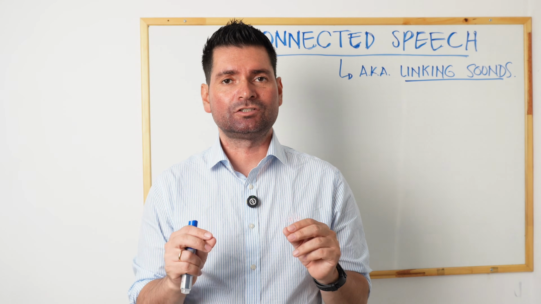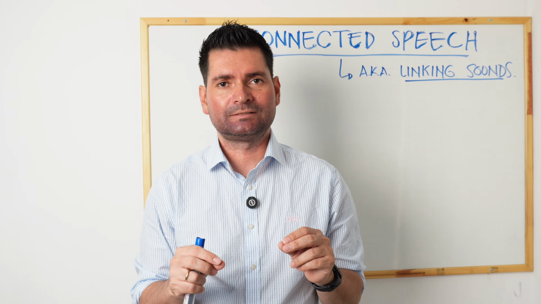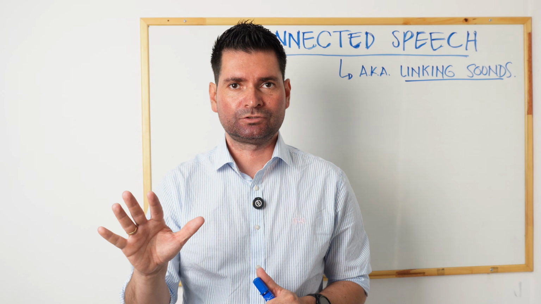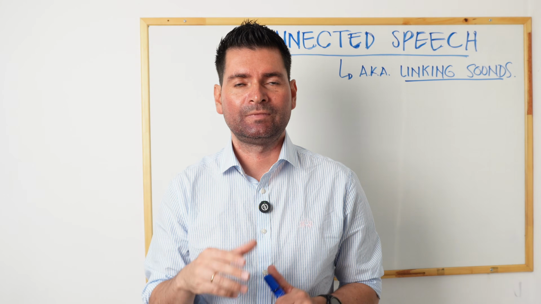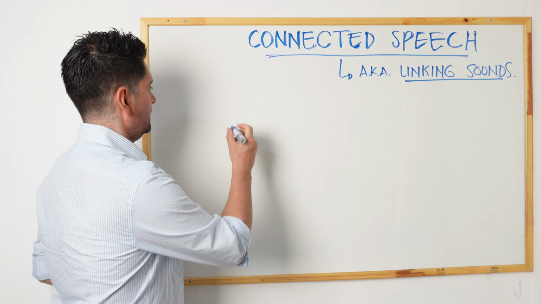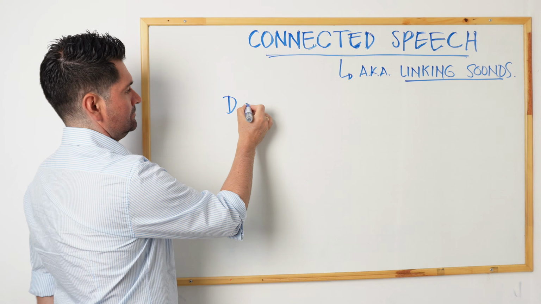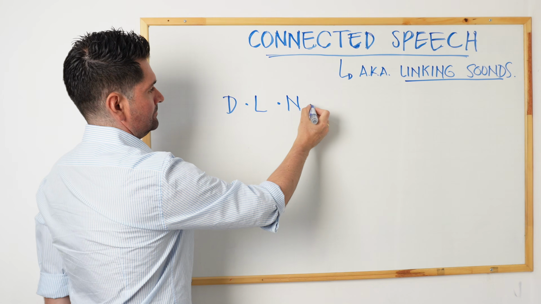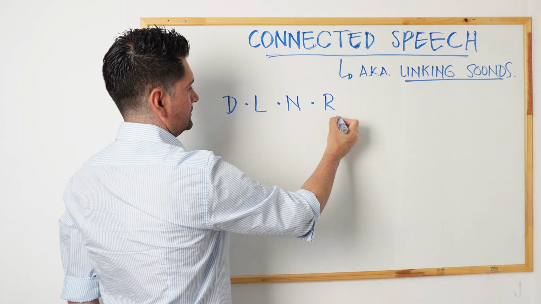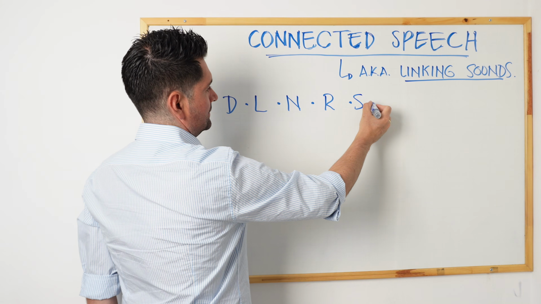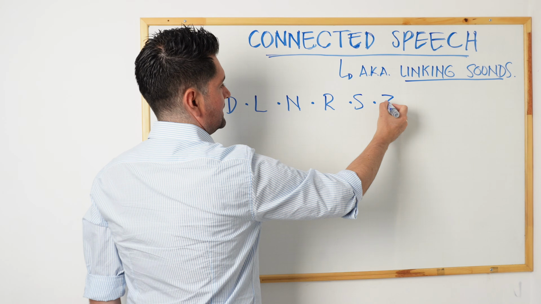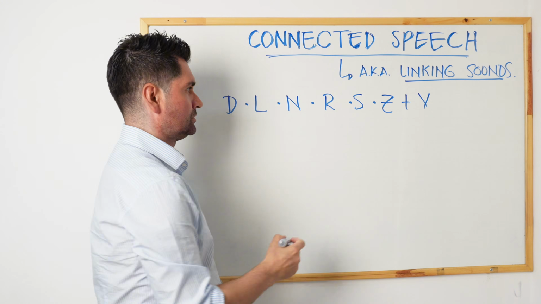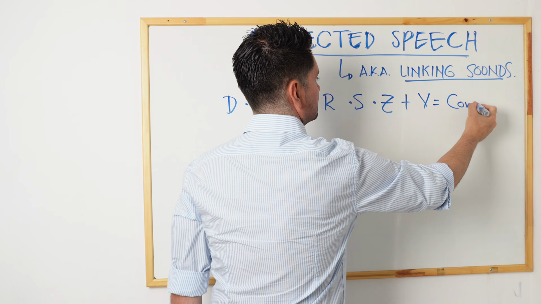So, there are 6 consonants that you need to remember and to memorize. These consonants are going to be connected to vowels, the 5 Spanish vowels. You need to learn the sounds. Let's see what these consonants are. The first one is the D, L, N, R, S, y Z, plus one of the 5 vowels, equals connect.